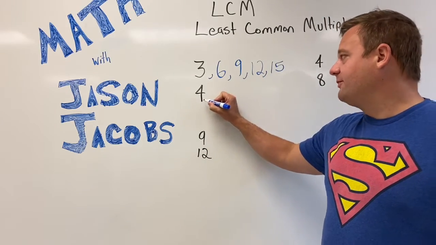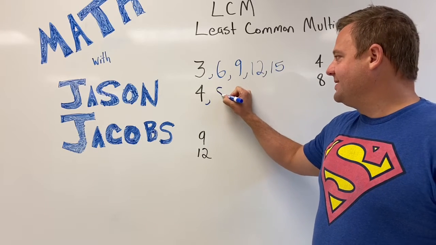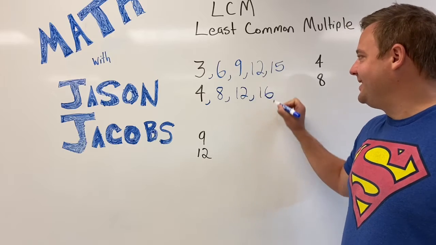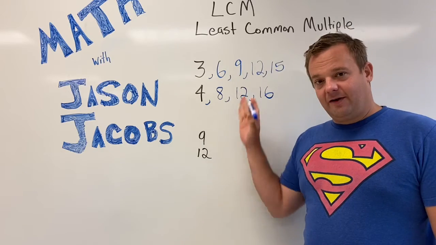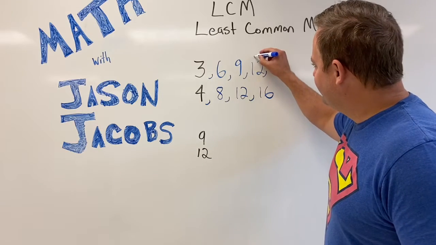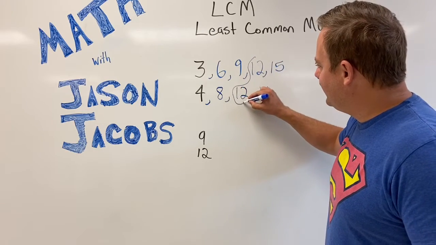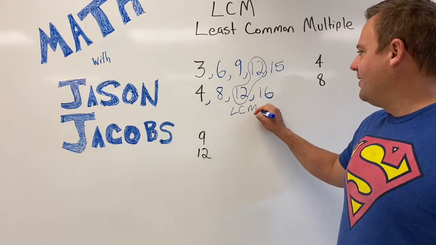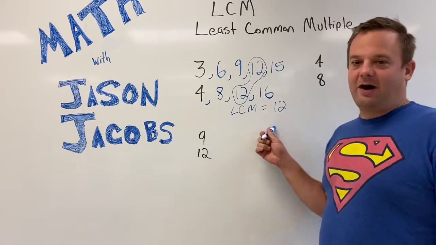4 times 1 is 4. 4 times 2 is 8. 4 times 3 is 12. 4 times 4 is 16. Now look carefully. Do you see a match? That's right, 12. So we see a match right here. So the least common multiple of 3 and 4 is 12.